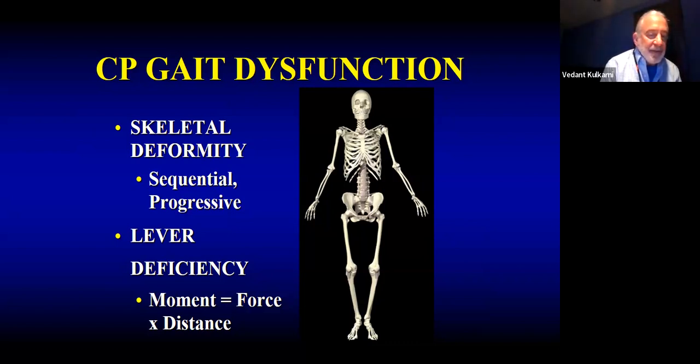decreases the distance or lever arm available to the muscle, putting it at a mechanical disadvantage to do its job, which is to generate a moment. The rationale for all of the skeletal surgeries that we do for children with CP is to restore normal alignment, which restores the lever arm, which puts the muscle in as good a mechanical circumstance as possible to do its job.